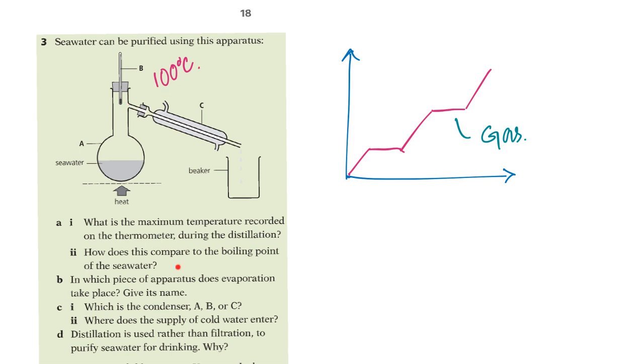How does this compare to the boiling point of seawater? Well, what's the boiling point of seawater? Very close to 100, that's for sure. But it's impure water. Seawater has salt added to it, and other stuff, but salt mainly. So it's going to be higher, because impure substances will have their boiling points be higher and melting points be lower. So it's going to be higher.